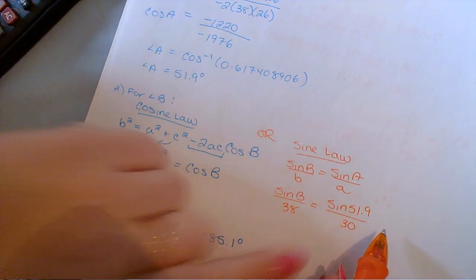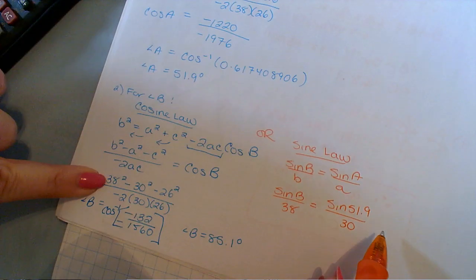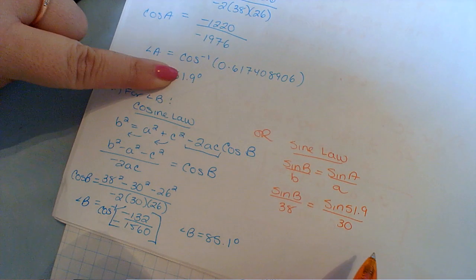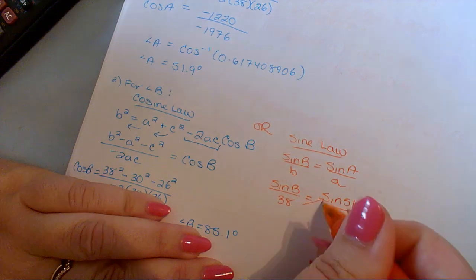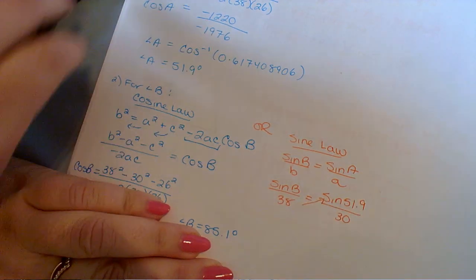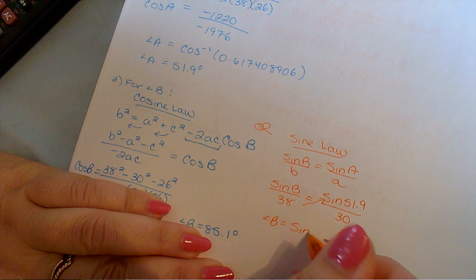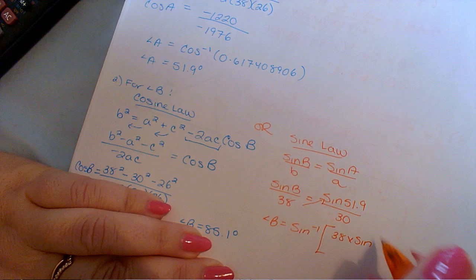The good thing about using cosine law back to back is that we didn't rely on the 51.9 answer that we got from before. We started fresh using cosine law just with the three sides that were given. So there's pros and cons. Bring up the 38, multiply. Angle B is going to be the sine inverse of whatever 38 times sine 51.9 is, all divided by 30.